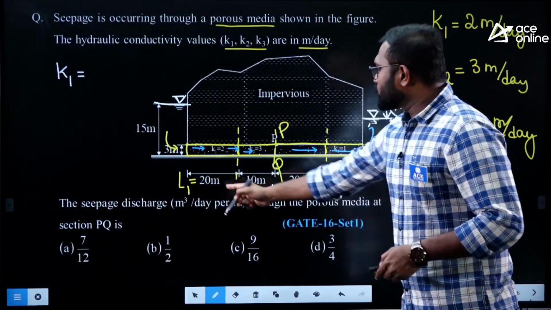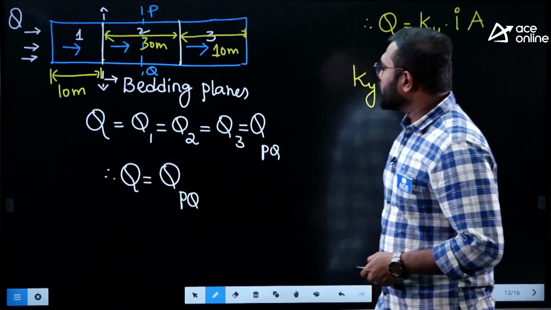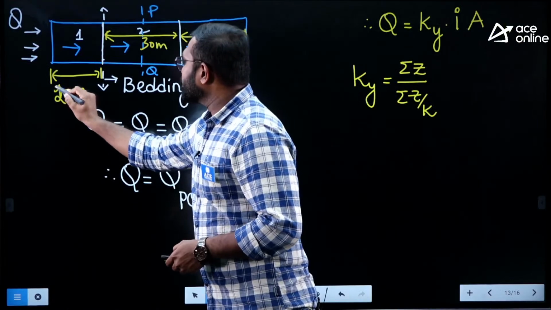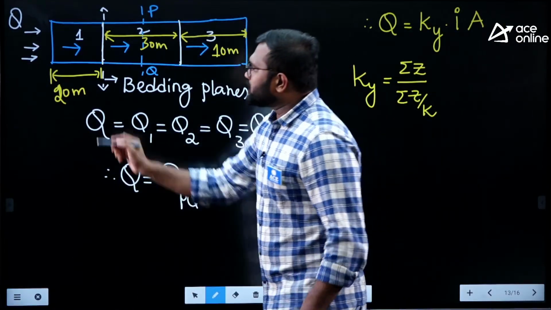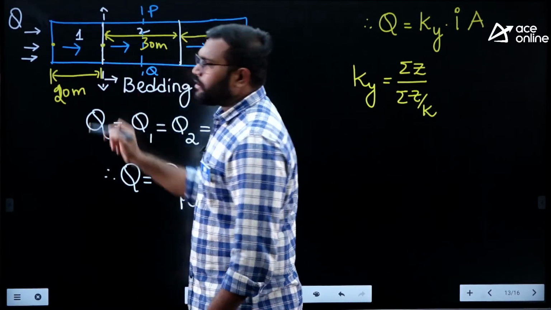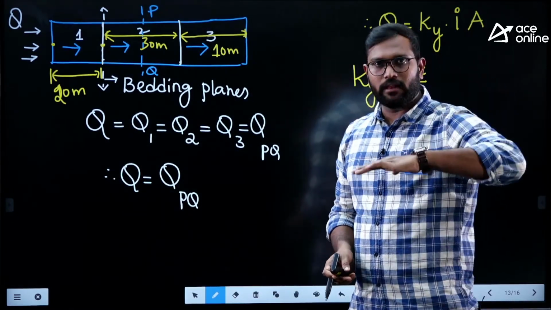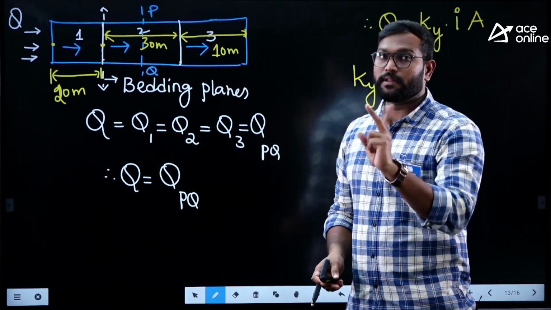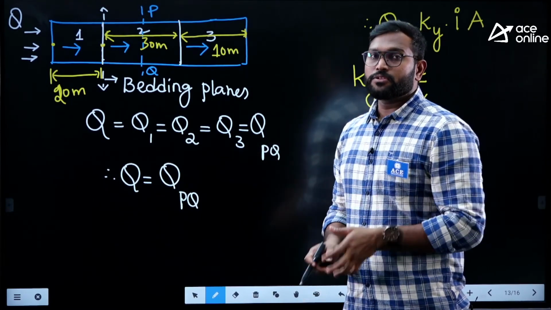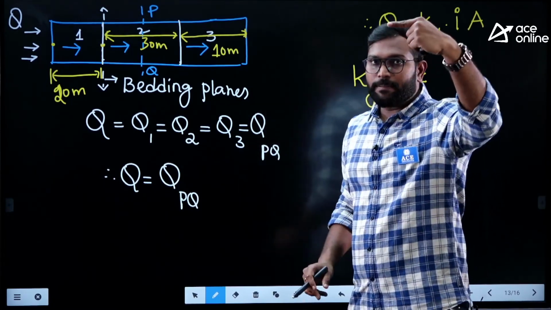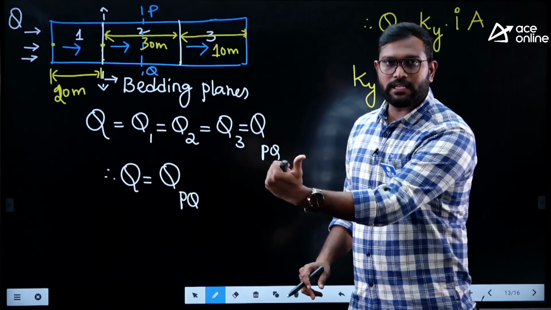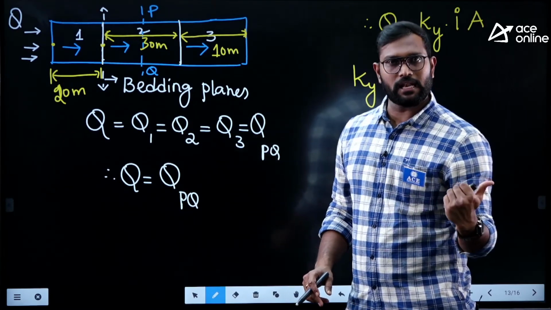Have a look, so 20, 10 and 10. So this is 20. Now the seepage is happening from here to here. In the earlier case, I explained by taking the vertical. Here I am explaining the horizontal, but the concept should be the same. So in sigma Z, the seepage length there is the depth. Here the horizontal seepage length is the horizontal length.